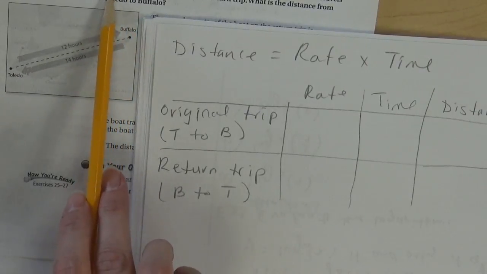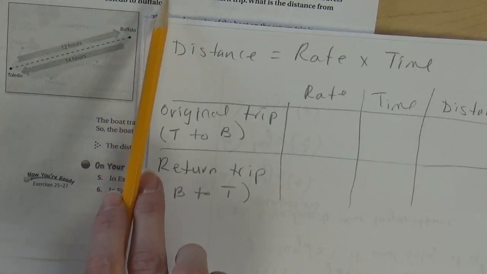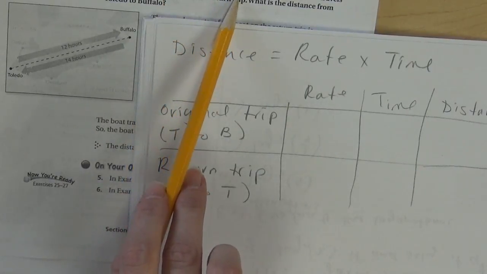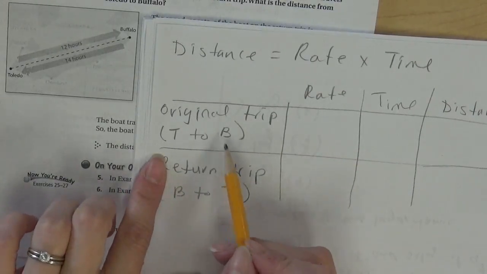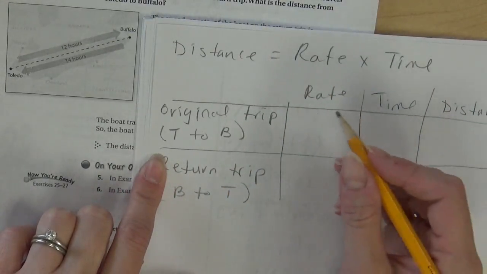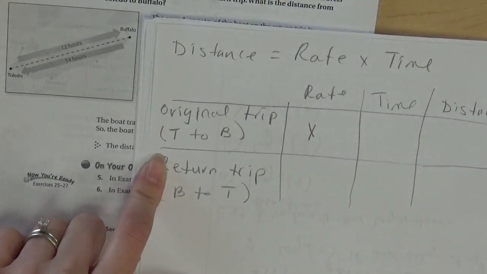Let's read the problem. The boat travels X miles per hour. So miles per hour, that's the rate, from Toledo to Buffalo. Okay, so Toledo to Buffalo, that's the original trip, and that was X miles per hour. So that goes in for the rate. So we'll put X right there.